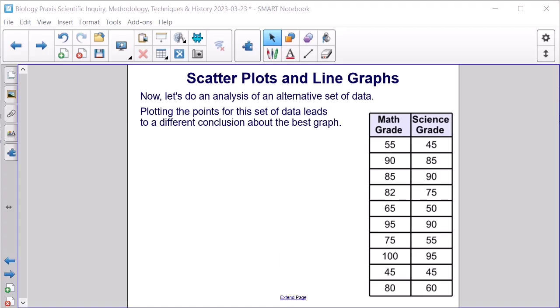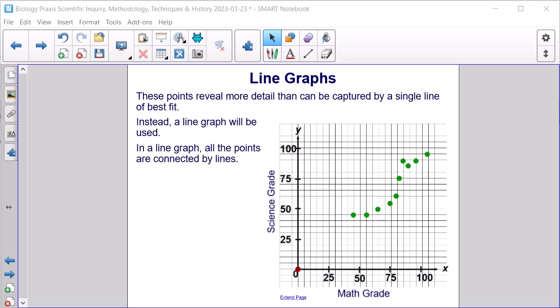Now let's do an analysis of an alternative set of data. Plotting the points for this set of data leads to a different conclusion about the best graph. So we have another set of data for math grades and science grades. Let's take a look at it. You can see the points shown here.